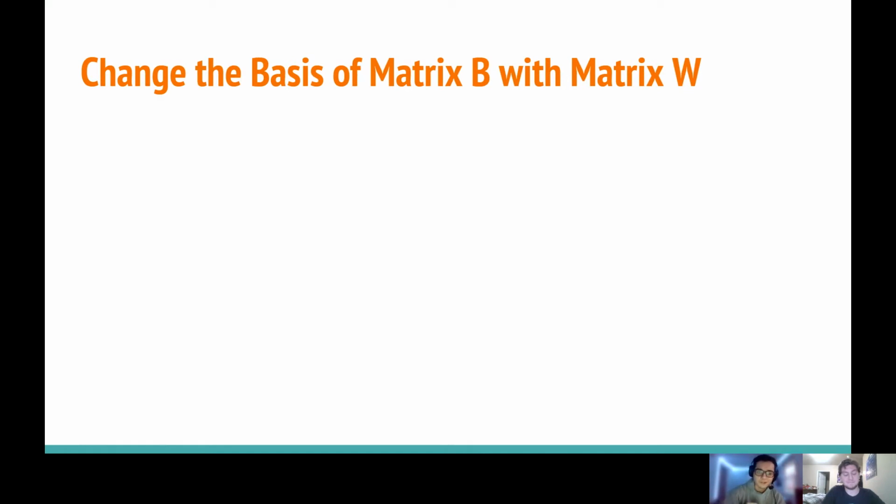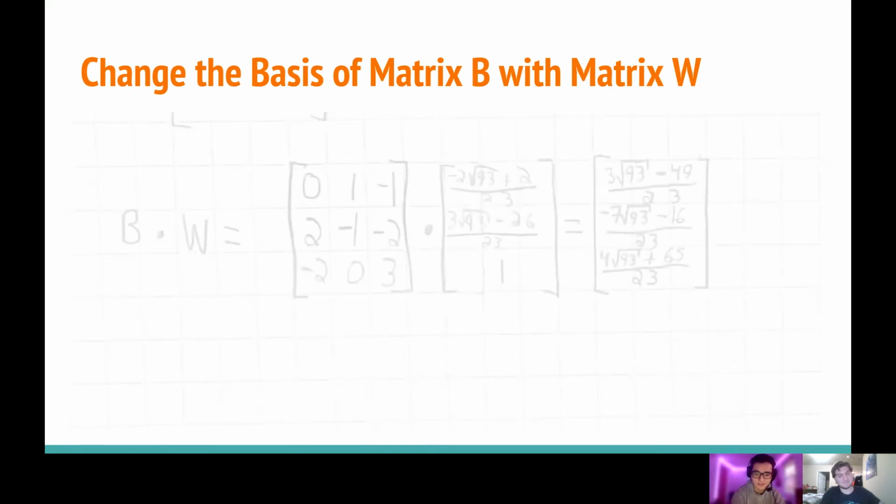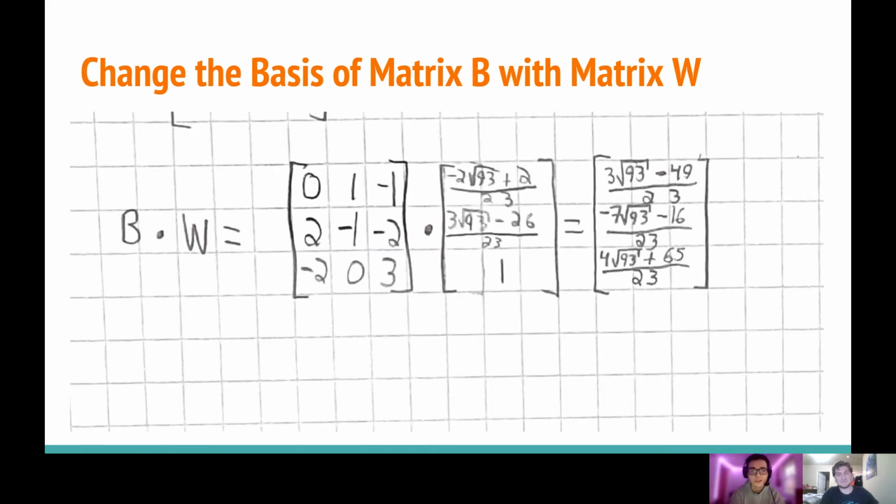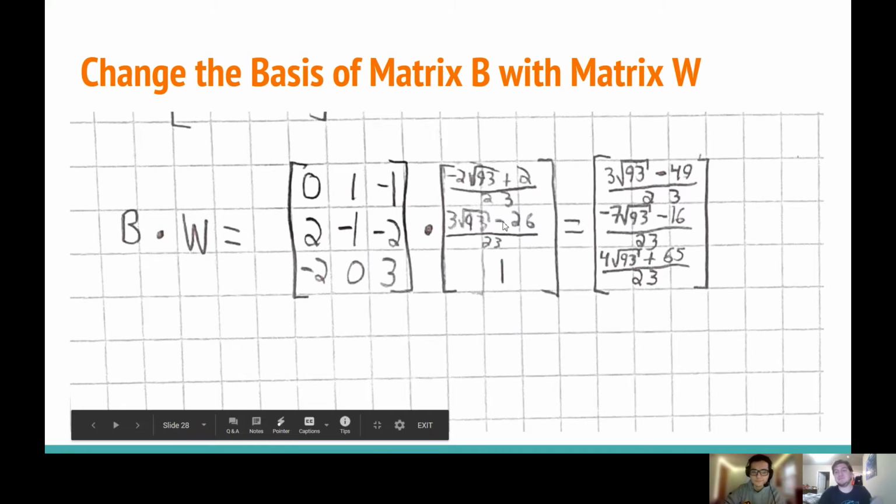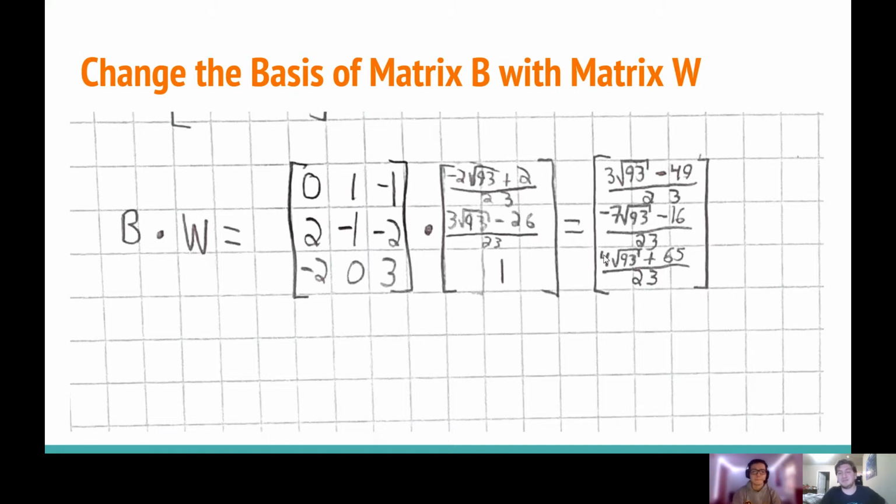So now we apply the change of basis matrix to the data matrix B. Remember, B is on the left side, because we use row vectors instead of column vectors. Here's the end result. So it looks like our end result is 3 root 93 minus 49 over 23, negative 7 root 93 minus 16 over 23, and 4 root 93 plus 65 over 23. Hey, we did it, great!